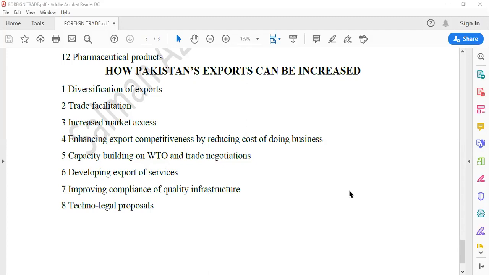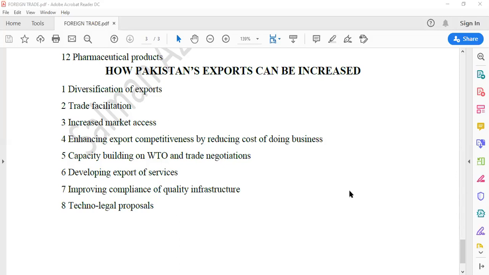Second is trade facilitation. Industries which are taking part in exports of Pakistan, we should facilitate them. We should give them some benefits in the form of tax relief. We should give certificates for doing exports, or producing more and more, so that exports could increase. We can also facilitate them on international fronts, being a facilitator to them so that they can have access to international markets.